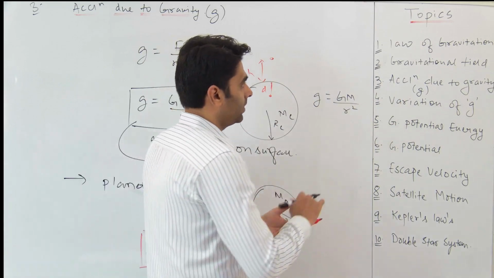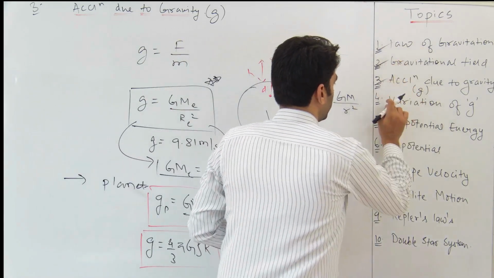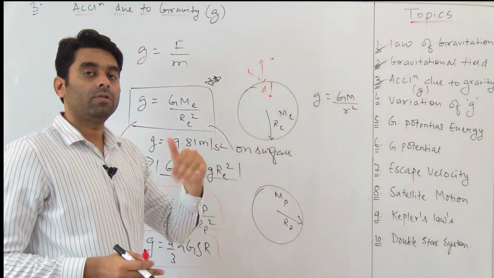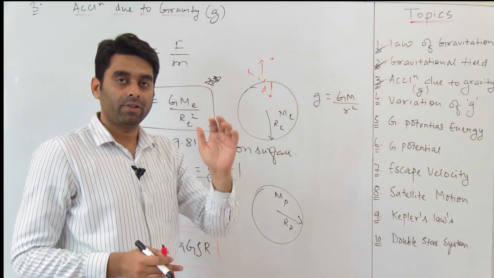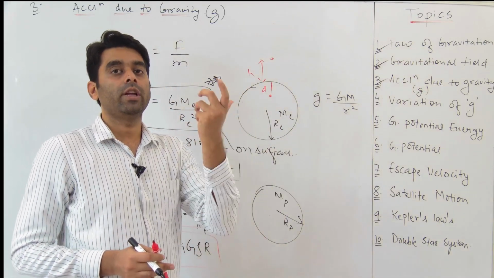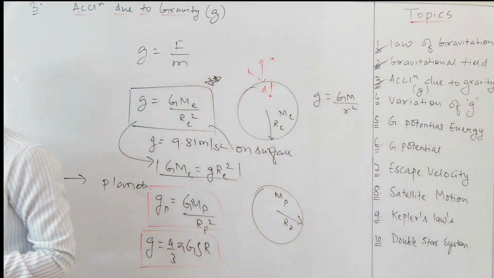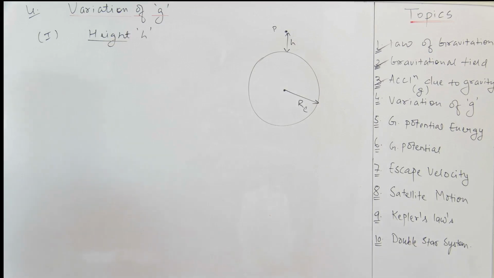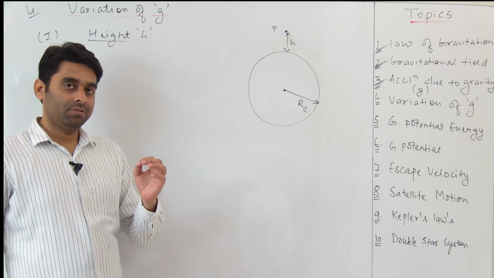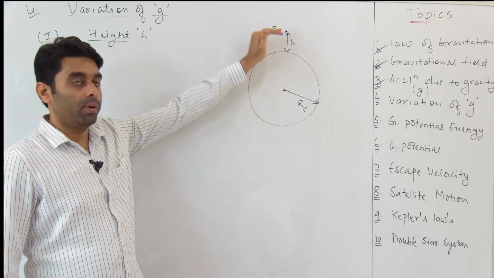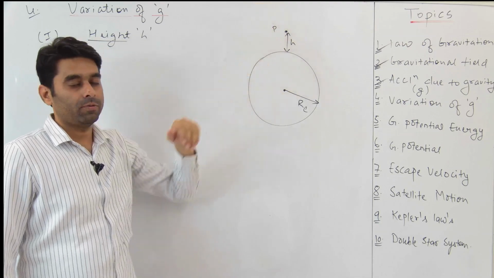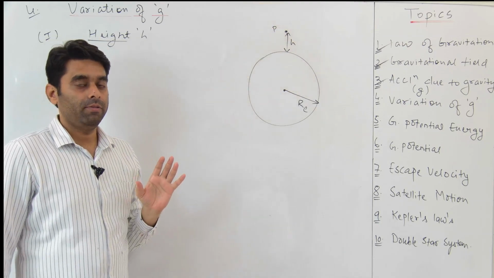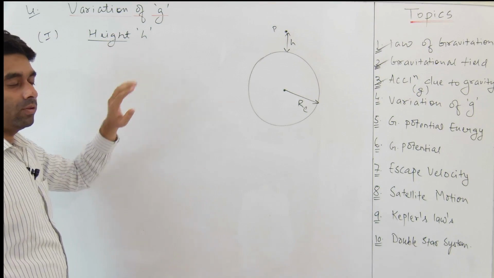So up till now we have discussed these topics. Now we are moving on to variation of g with height, variation with depth, variation with shape, and variation with rotation of Earth. Let us see variation of g. As we discussed, if we go above the surface of Earth or below the surface of Earth, the g value will vary. First we are looking at variation of g with height h.